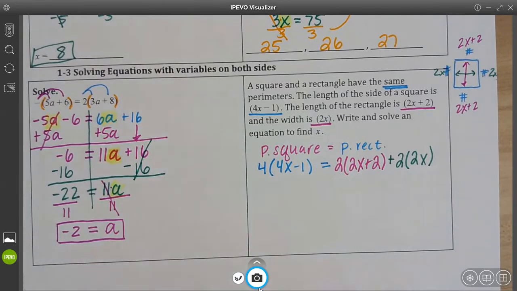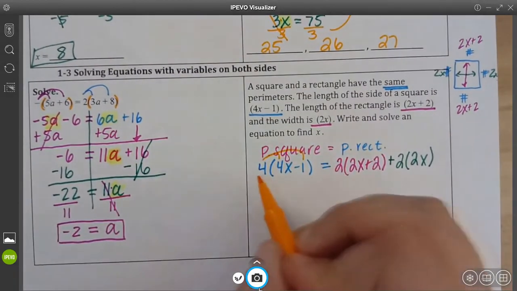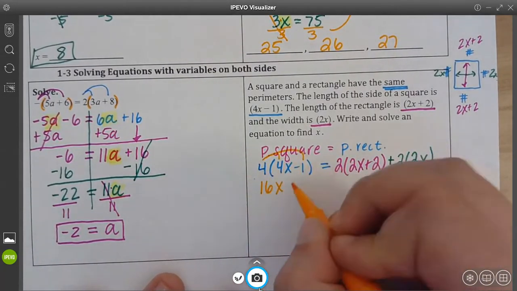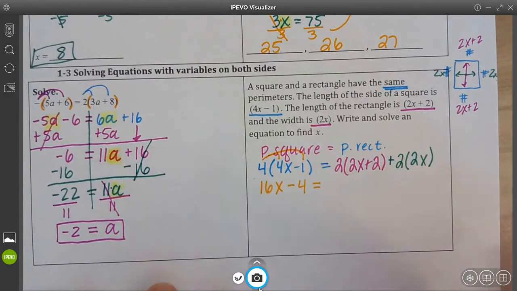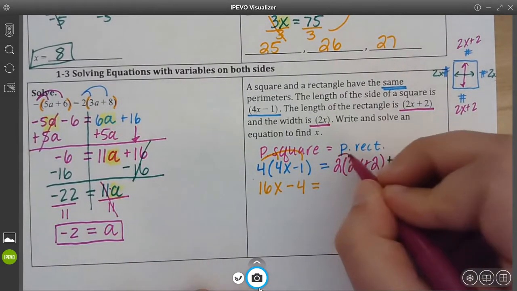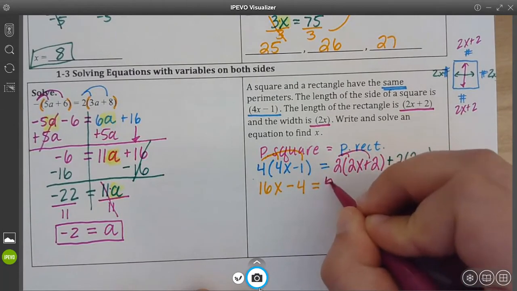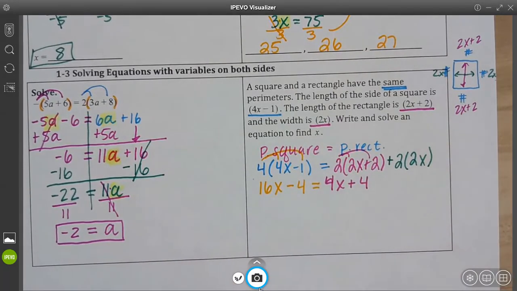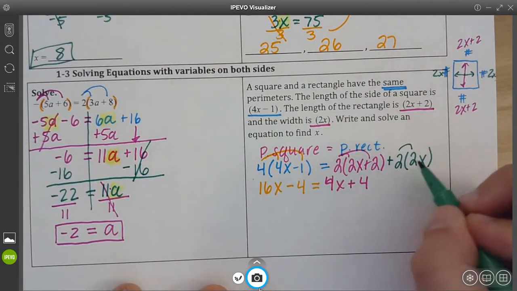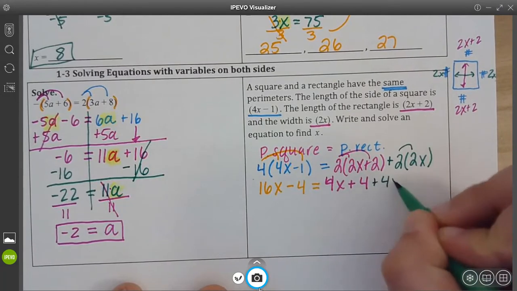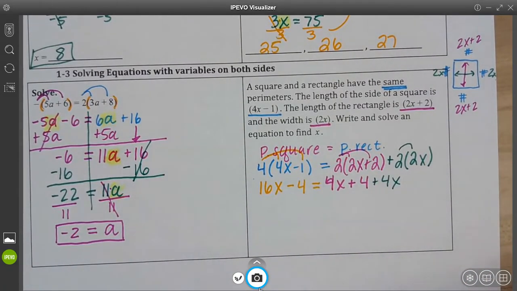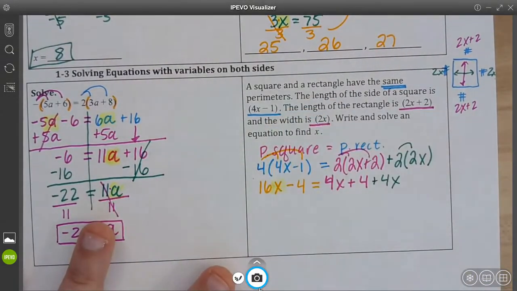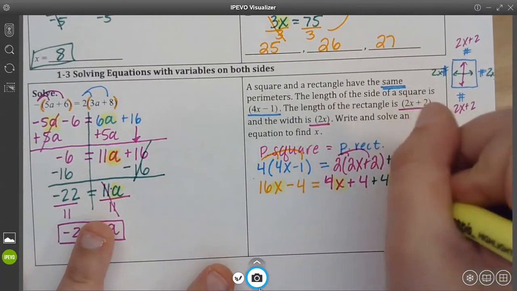And now we've got a problem that looks really similar to our last one. And we need to first distribute throughout our parentheses. 4 times 4x is 16x. 4 times negative 1 is negative 4. Let's distribute here in pink. 2 times 2x is 4x. 2 times 2 is 4. And distributing here, 2 times 2x is 4x. Now, what we want to do is identify any place that has an x. We have an x here, we have an x here, we have an x here.